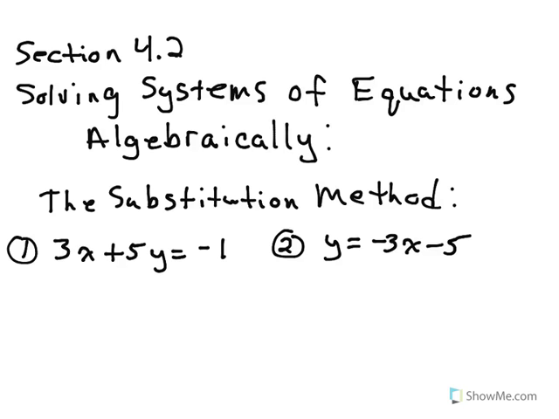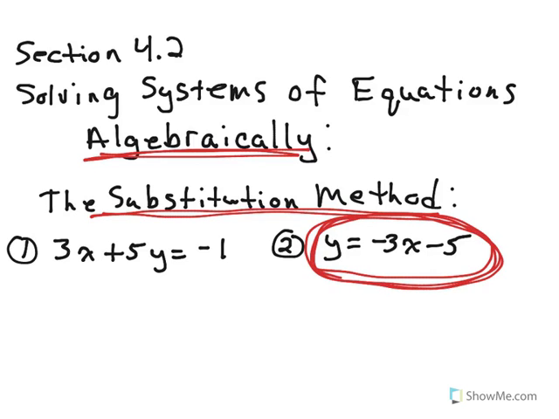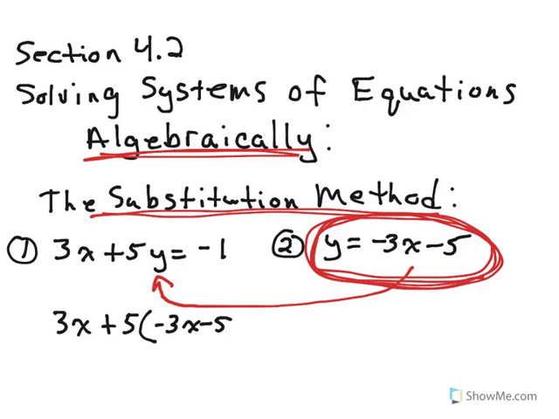Solving systems of equations algebraically. Using the substitution method means we are going to take one equation that is already solved for one of the variables, either x or y, in this case it's solved for y, and we're going to replace the y in the other equation and solve for x. So this will give us 3x plus 5 times negative 3x minus 5 equals negative 1.